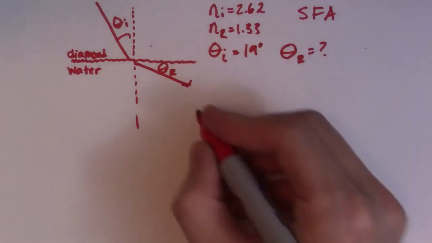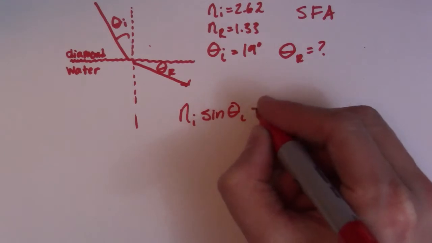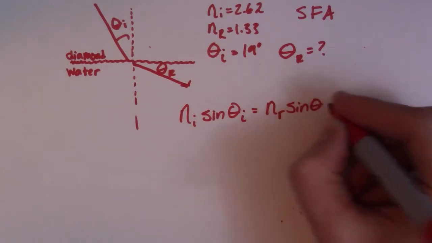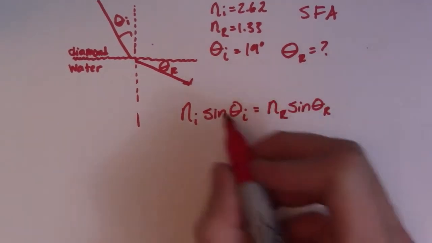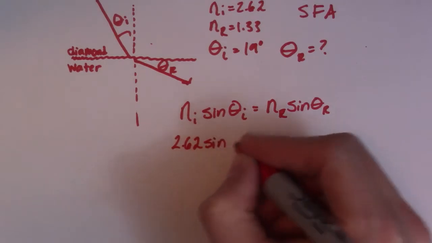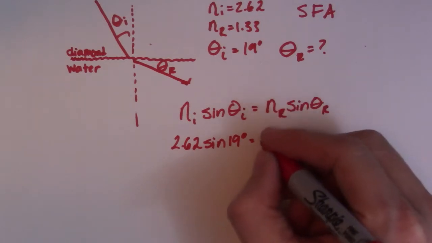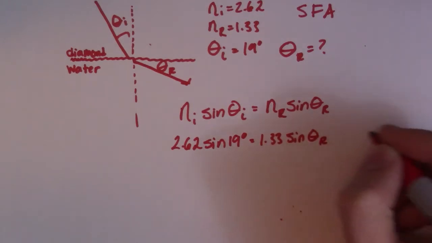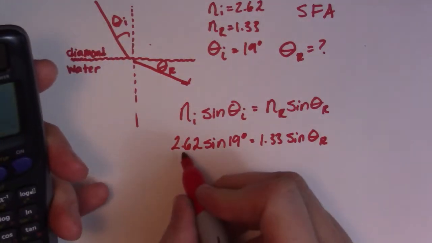So again, I'll just set up my formula. Ni sine theta I is equal to Nr sine theta R. Now I'm just going to fill in all my stuff. My Ni is 2.62, my angle of incidence is 19 degrees, my Nr is 1.33, and my sine theta R is what I'm looking for. I'm going to work out what this side is right here.